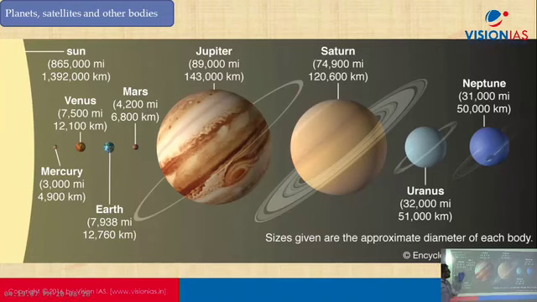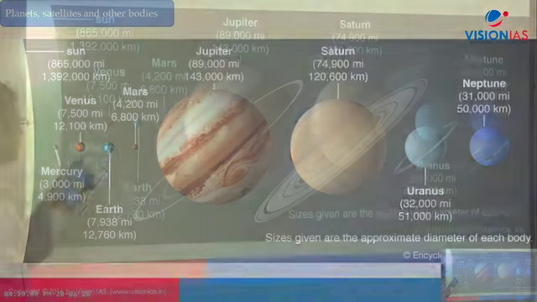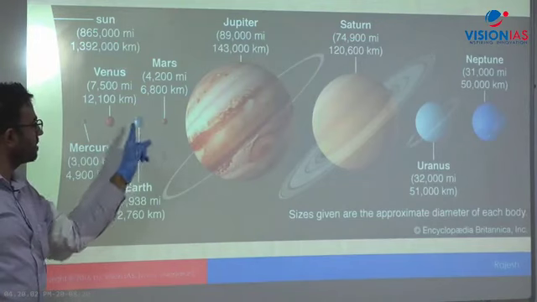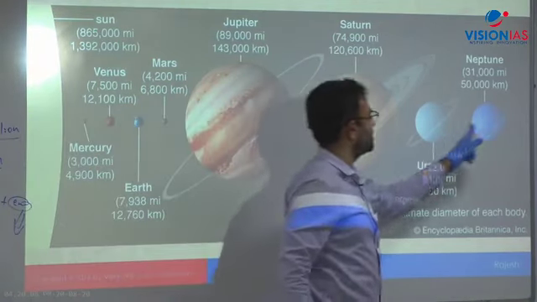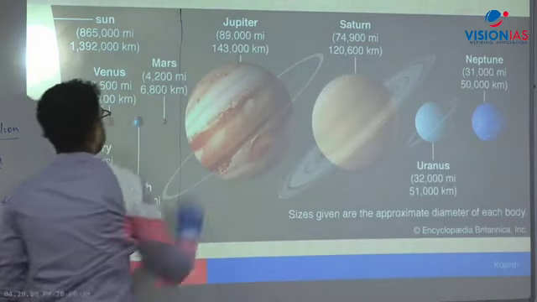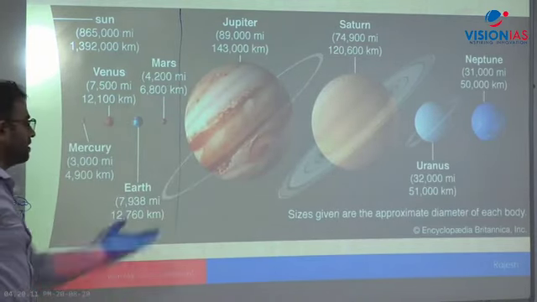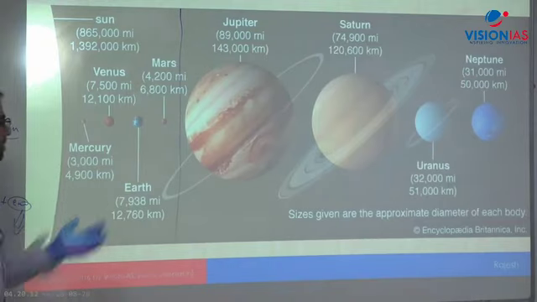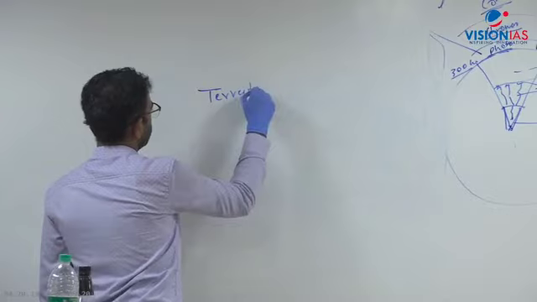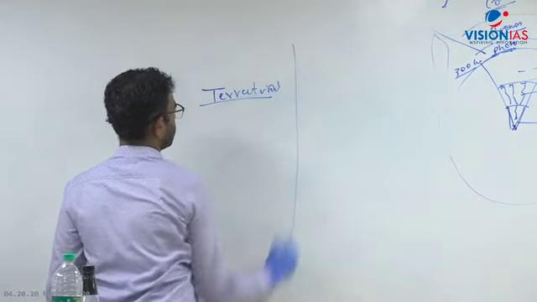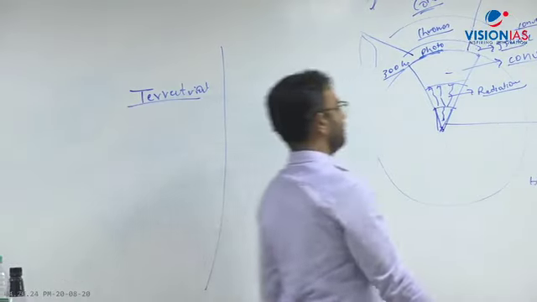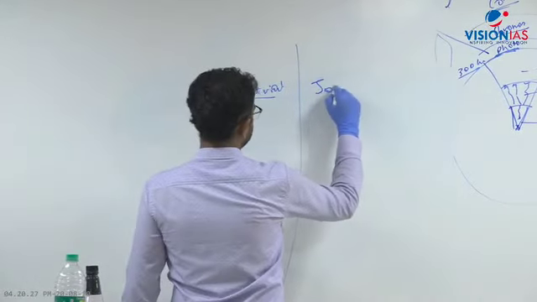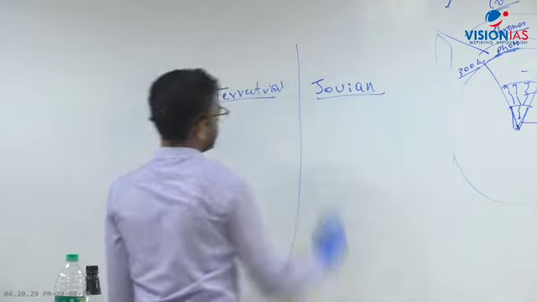These are very small planets. The first 4. What are they? Mercury, Venus, Earth, Mars. Then we have Jupiter, Saturn, Uranus, Neptune. We have a division of 2 different groups of planets. The first group of planets are also called terrestrial planets. The next group of planets, you can see they are very huge in size. They are called Jovian planets.